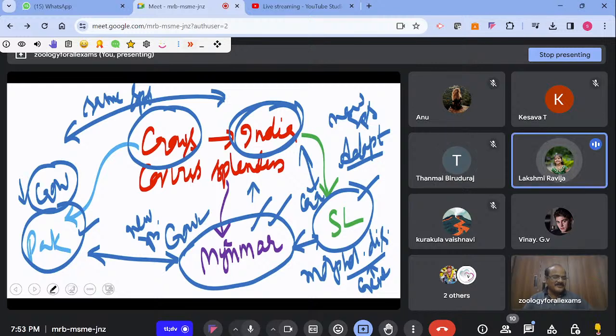According to ICZN, they have some characters, sir, about Corvus splendens. So they identify it's not a new species, it's a subspecies of a particular species.